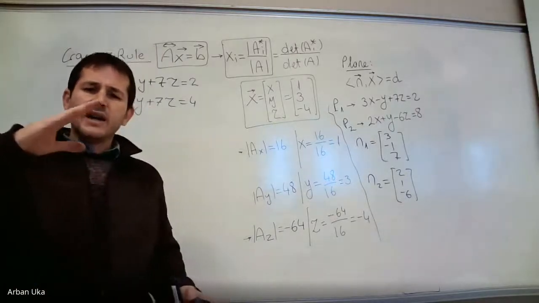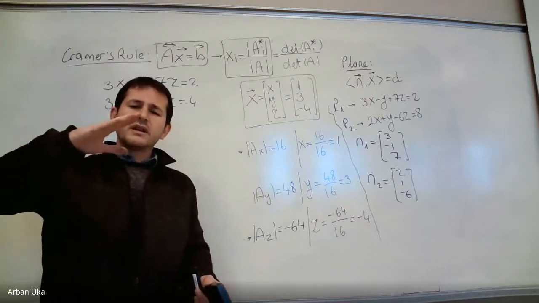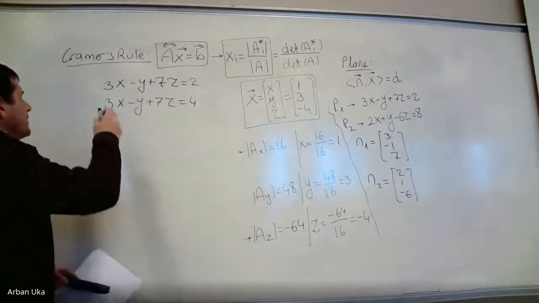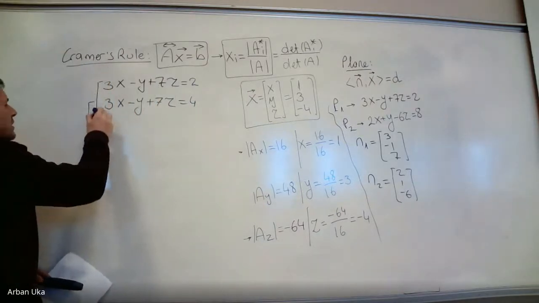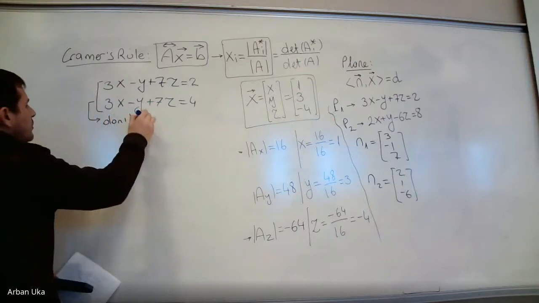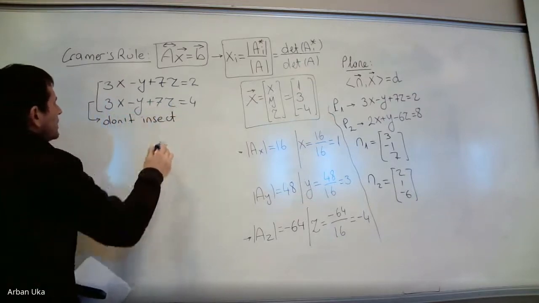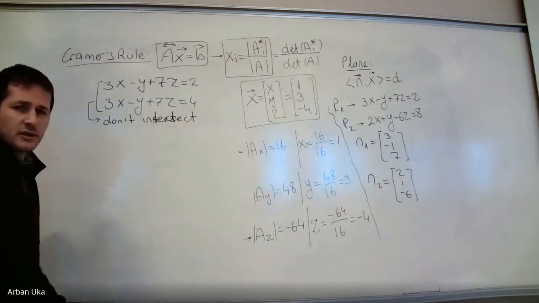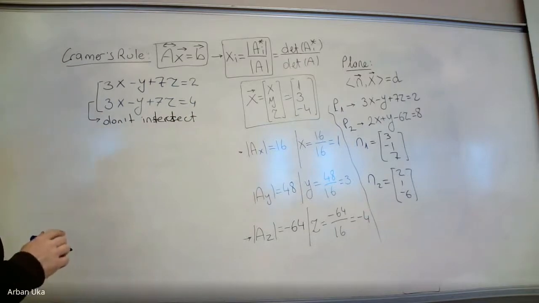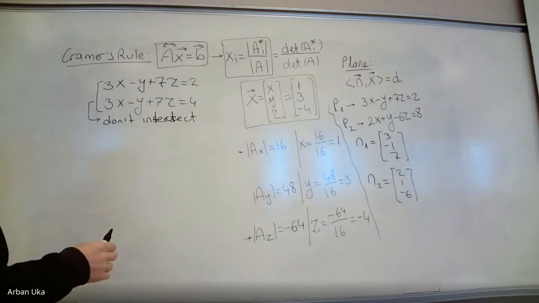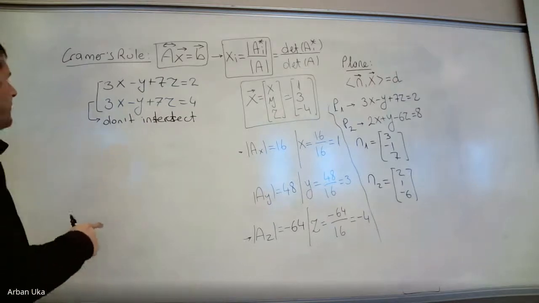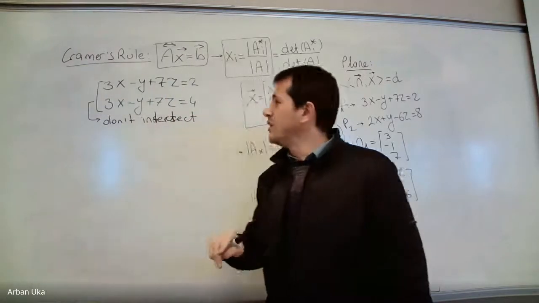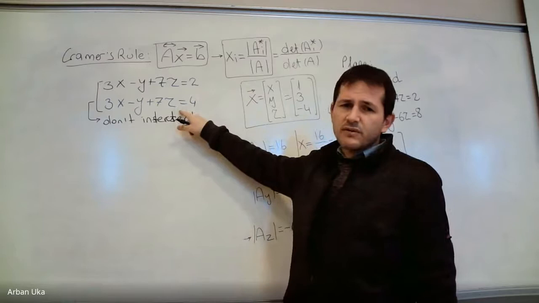They are off by some offset. This means that these two planes don't intersect. They have no common point. So these two planes don't intersect because they have the same normal, but they are passing at different points. They are parallel everywhere, which means that if we have a system of two equations and three unknowns, this system will never have a solution.